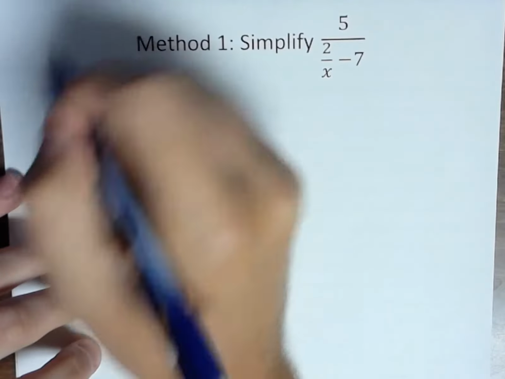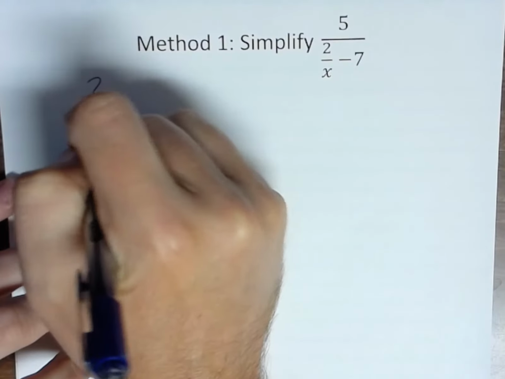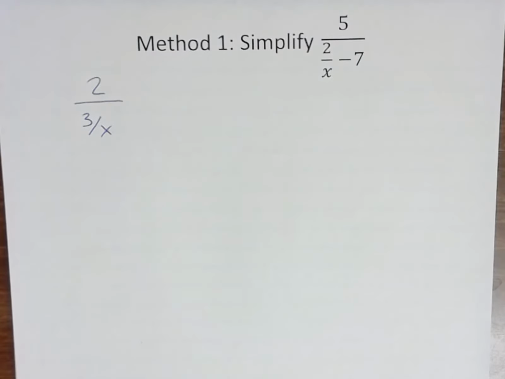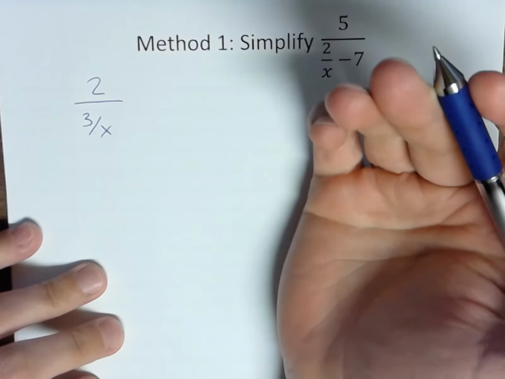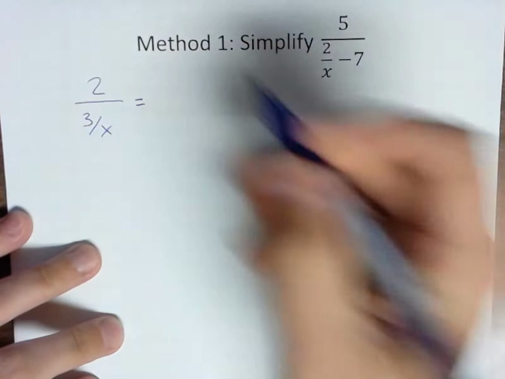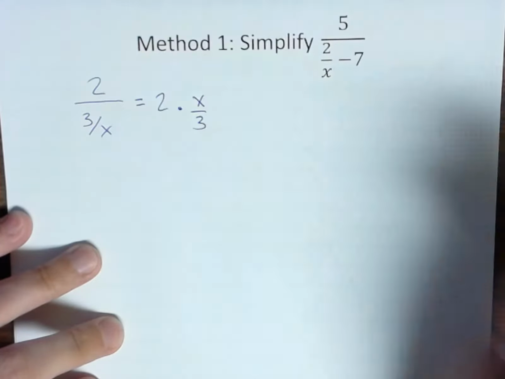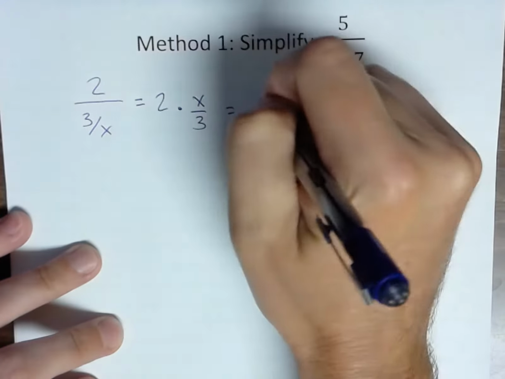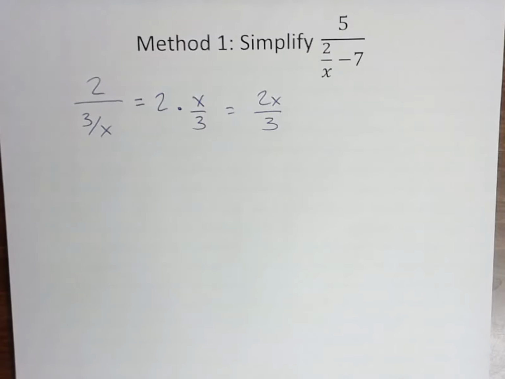Let's say we had something like 2 divided by 3 over x. How would you do a problem like that? Well, when we divide by a fraction, you know that's the same as multiplying by the reciprocal. So that'd be the same as 2 times x over 3. We could just flip this guy, 3 over x, and then I would just get 2x over 3. Hey, no problem. That's easy to do, right?